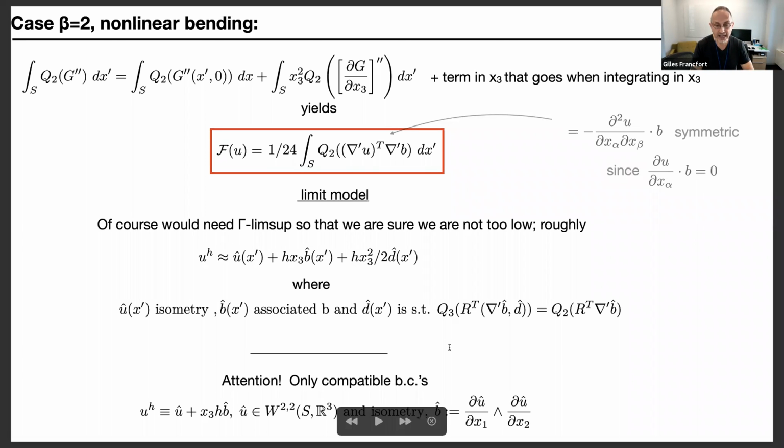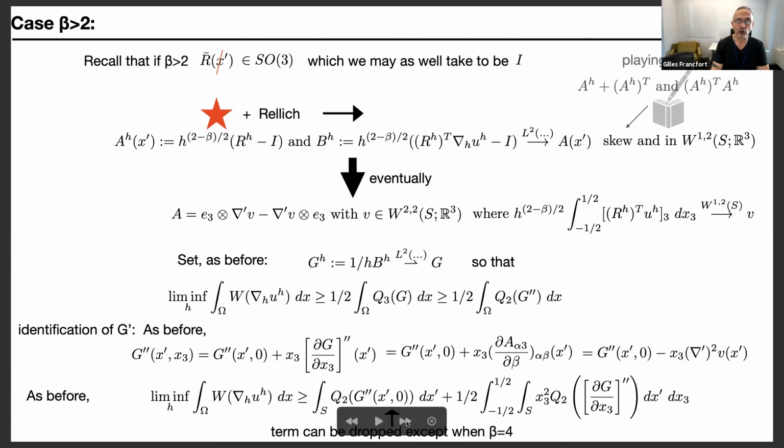For the case beta greater than 2, in view of the time, I don't think that I'm going to go through the details. It's essentially the same principle. The first thing one has to notice is that R bar, as I said before, because beta is greater than 2, is independent of X prime, so it's a fixed rotation. So we might as well set it to be the identity. And then we play with exactly as in the case beta equals 2.